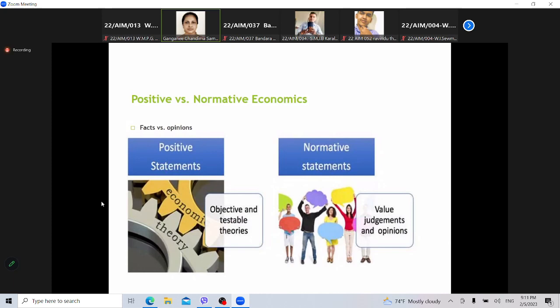So what is the slight idea of positive and normative economics? In positive economics, every time there should be a theory or principle or some built-up concept. But in normative statements, you have to develop theories, develop concepts based on people's judgments, people's opinion. Got the difference between positive and normative?